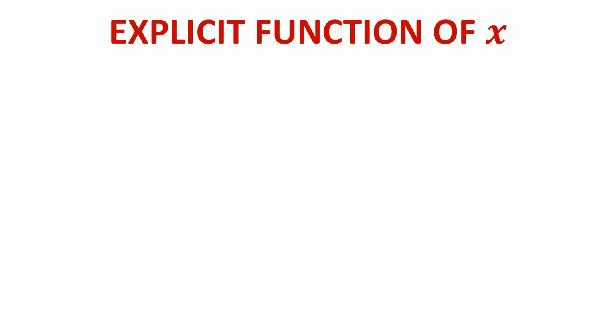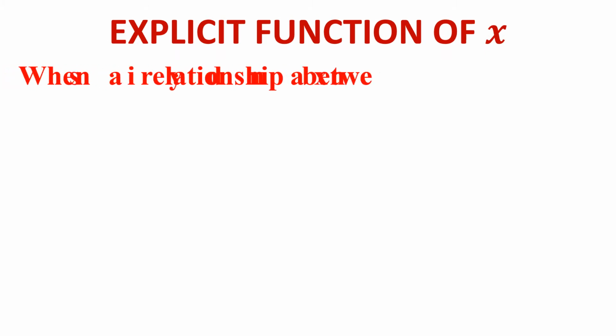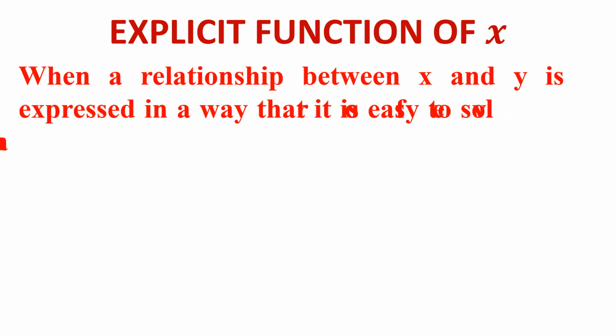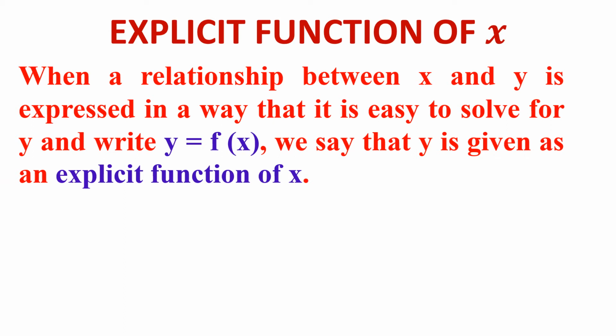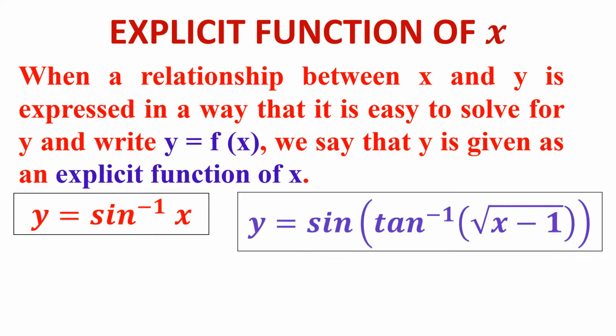Let us start. Let us see what we mean by explicit function first. Already we have seen this function and we have done differentiation on it. When a relationship between x and y is expressed in a way that is easy to solve for y and write it as y is equal to f of x, y as a function of x, we say that y is given as an explicit function of x. Let us see some examples.